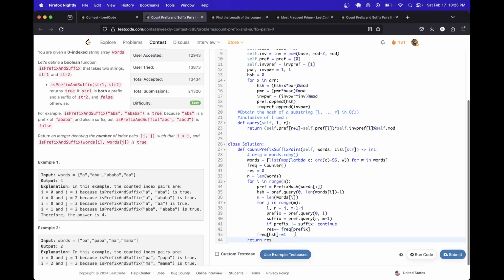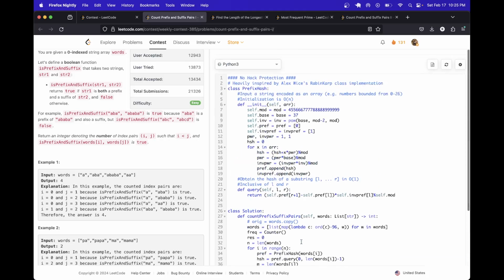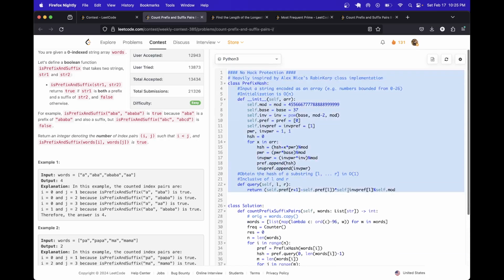And then in the end, we just return the result. So you're sort of combining two things here. The first thing is this prefix hash strategy, which I love. It makes so many things obsolete. KMP, Z functions, forget about it. Those are a thing of the past.